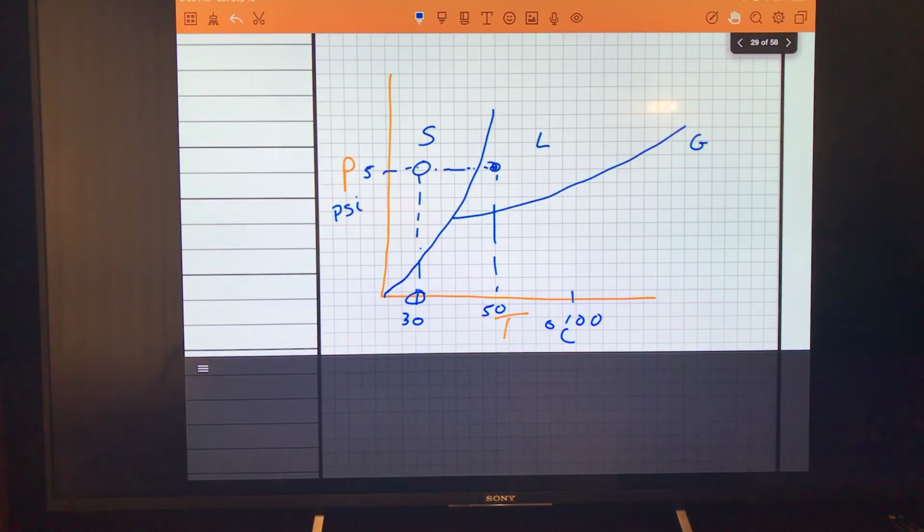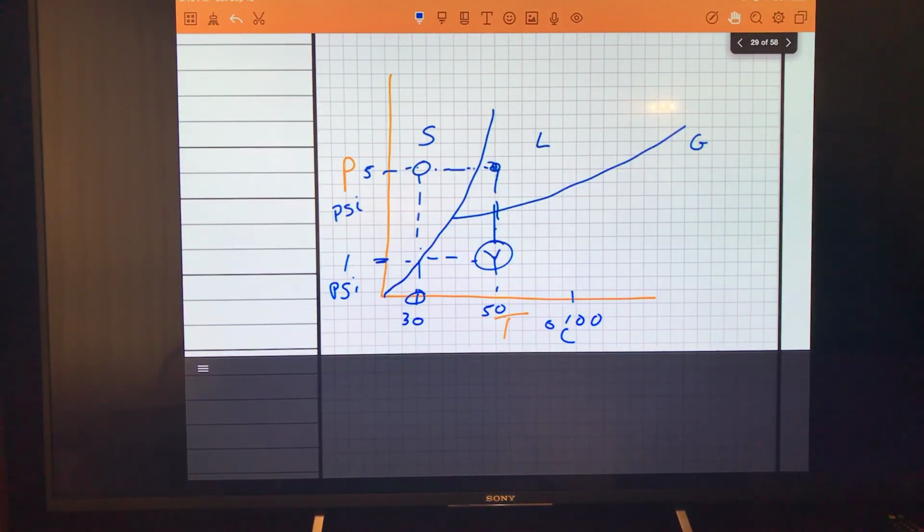And it would be a liquid. Then I could say, okay, let's leave it at 50, but decrease the pressure to 1 psi. You go, okay, well, let's see, I can do that. That would come down to right there, and it would change into a gas. So we're just tracking the substance through different phases, different states of matter, as we increase or decrease pressure and temperature.